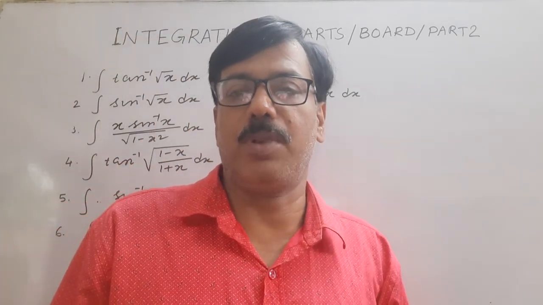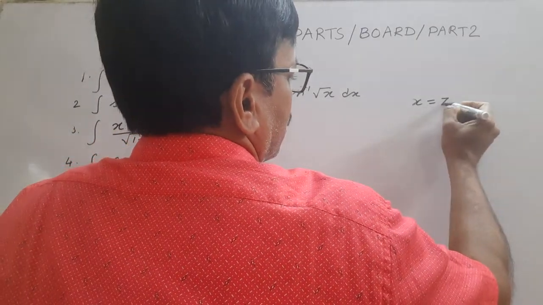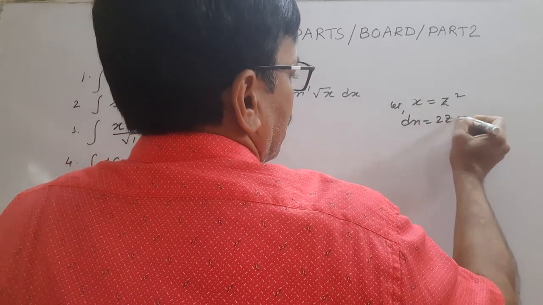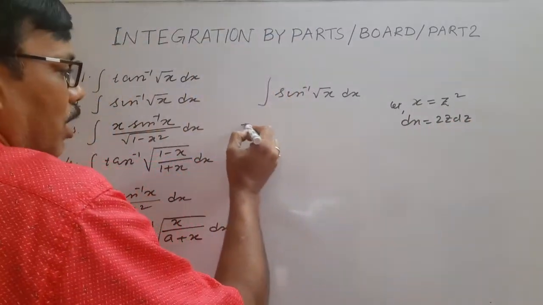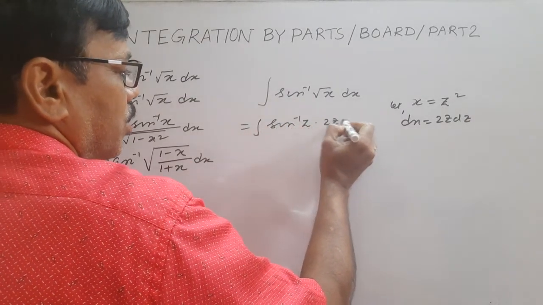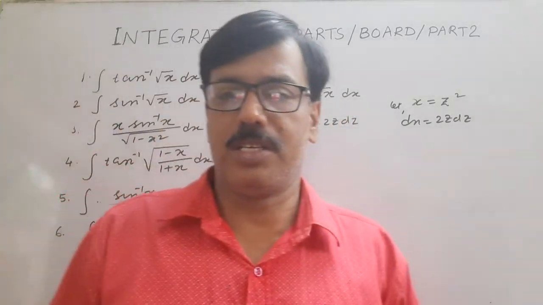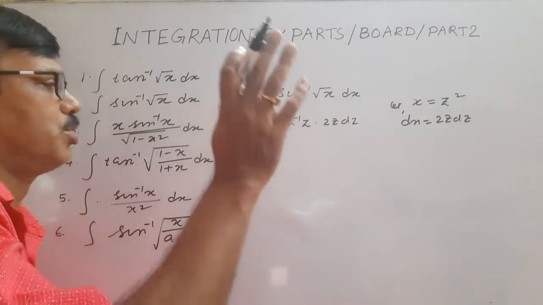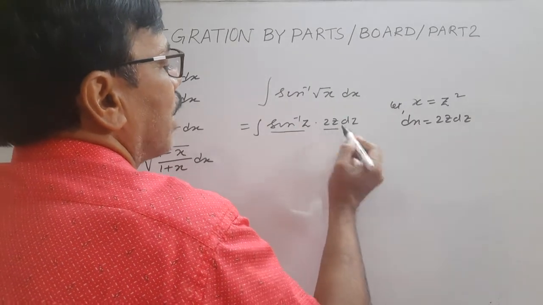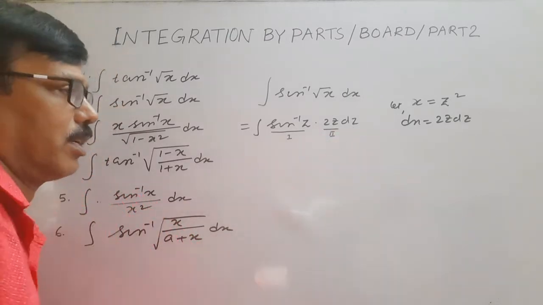We make a simplification first. So what is the simplification? x equals z square. So dx equals 2z dz. So now this is sin inverse z into 2z dz. So the argument is simple, that is z. Now we use the same rule, the ILATE rule. This is inverse circular and this is algebraic. So this as first function, this as second function.